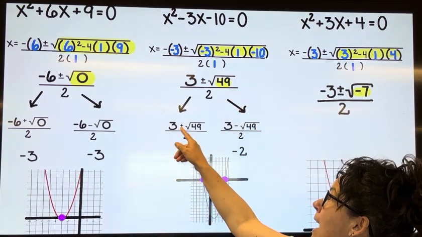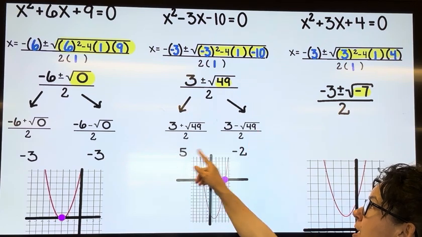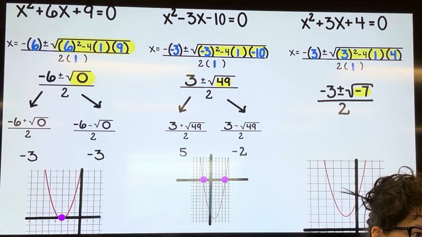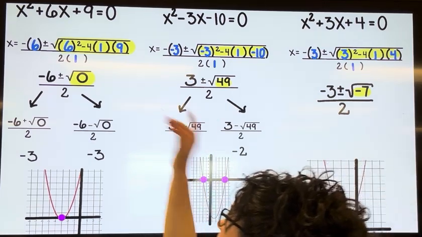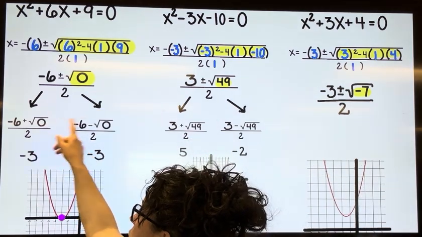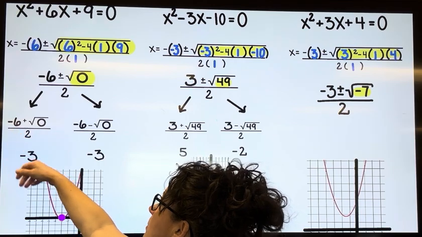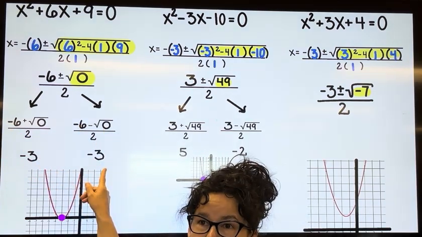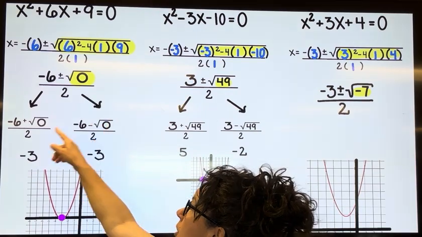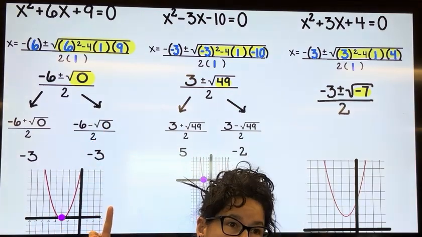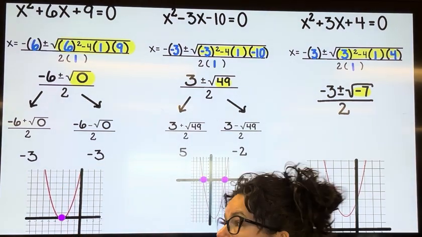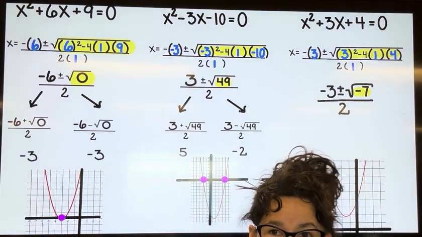Here, square root of 49. So I end up adding 7 and subtracting 7, getting two different answers. And that's because your parabola crosses the x-axis in two spots. And then this one here, when I add the square root of 0, we take negative 6 plus 0 and negative 6 minus 0, dividing by 2, we get the exact same answer. So when the number under here is 0, we only get one solution, and that's because the vertex of the parabola is on the x-axis.